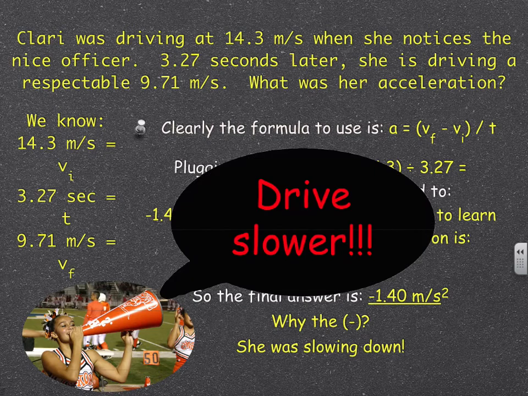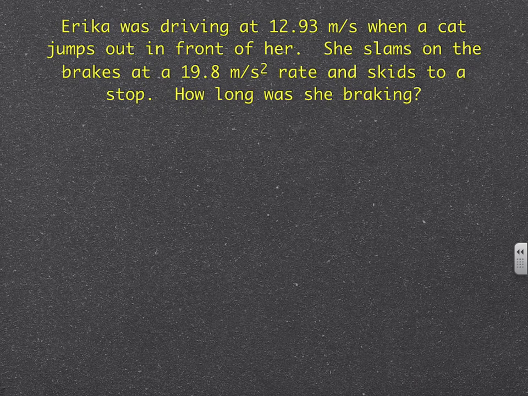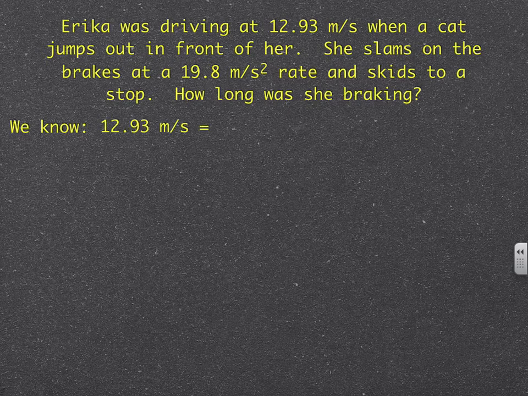So here's a picture of Claudia telling us to try slower. Erica is driving at 12.93 meters per second when a cat jumps out in front of her. She slams on the brakes at 19.8 meters per second squared and skids to a stop. How long was she braking? Poor kitty cat. When we see meters per second, we instantly think velocity, but now we have to think, is it initial or final velocity? Initial. We read that Erica was driving at this when the cat jumps out in front of her, so this was before the cat.